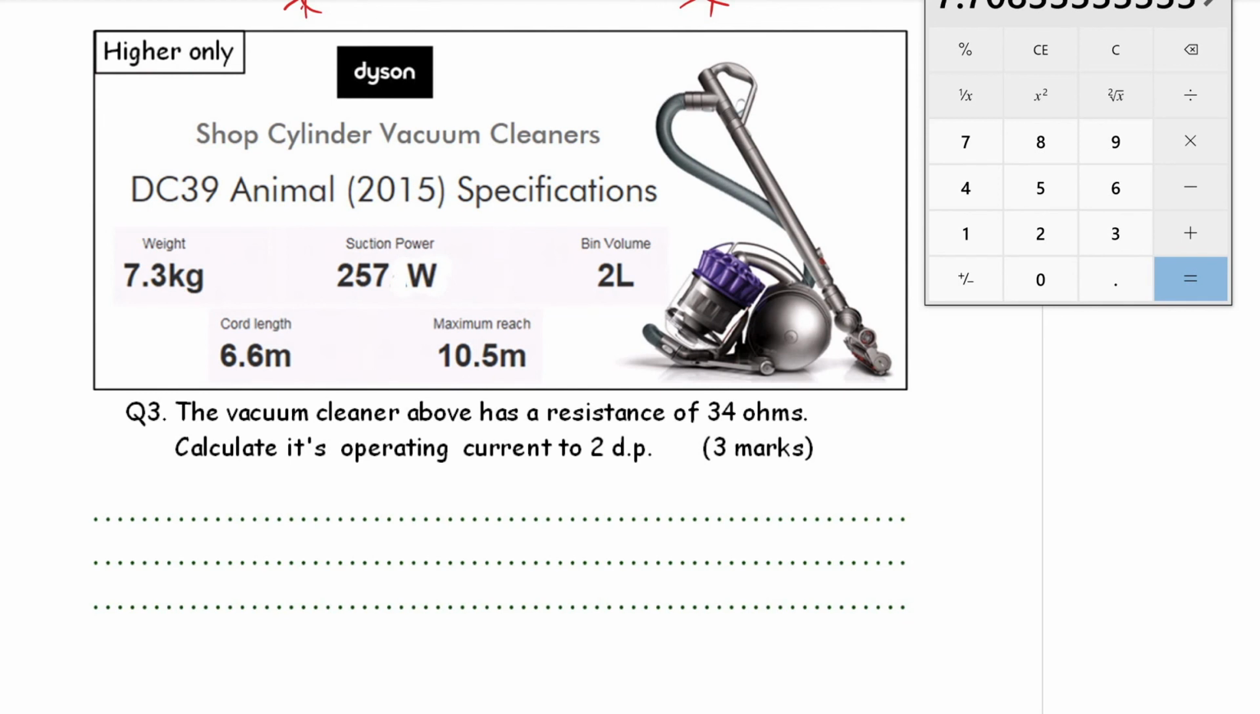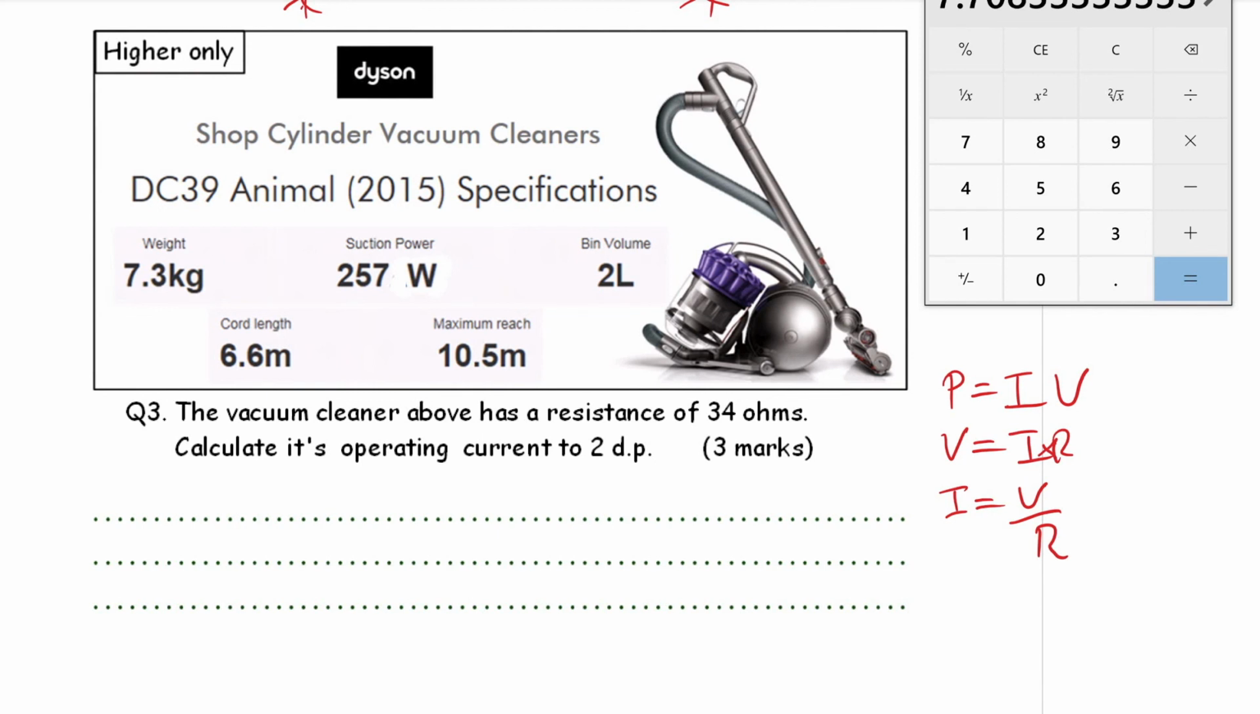Question 3, the vacuum cleaner above has a resistance of 34 ohms. Calculate its operating current to 2 decimal places. This is where you really need to think. You ask yourself, what do I know and what do I need to know? Well, you do know you've got a couple of equations that involve current. P equals I times V. You also know that V equals I times R, or I equals V over R.